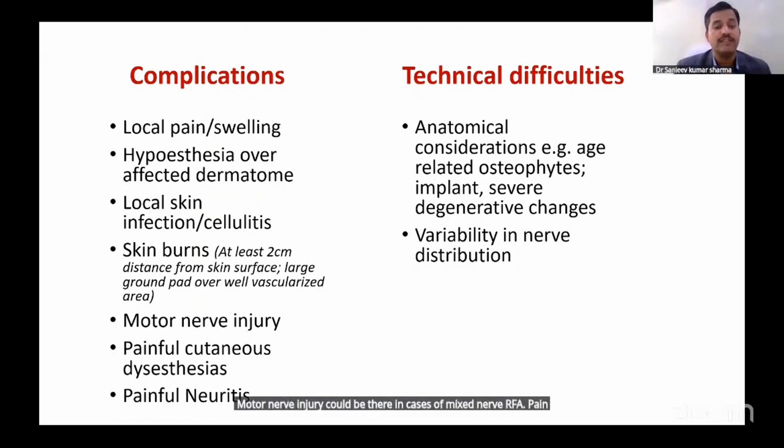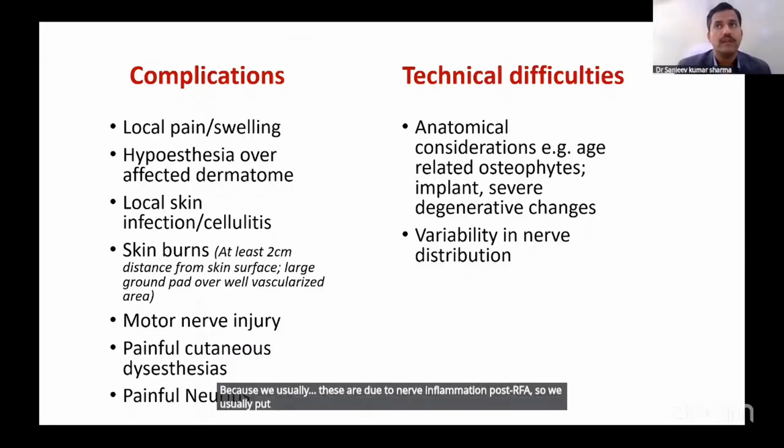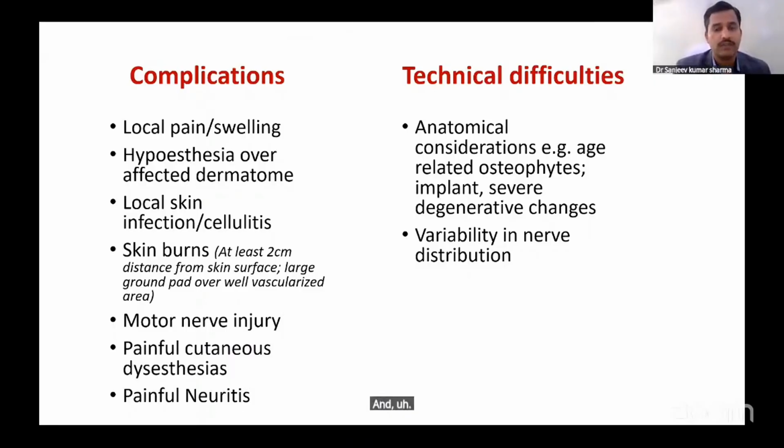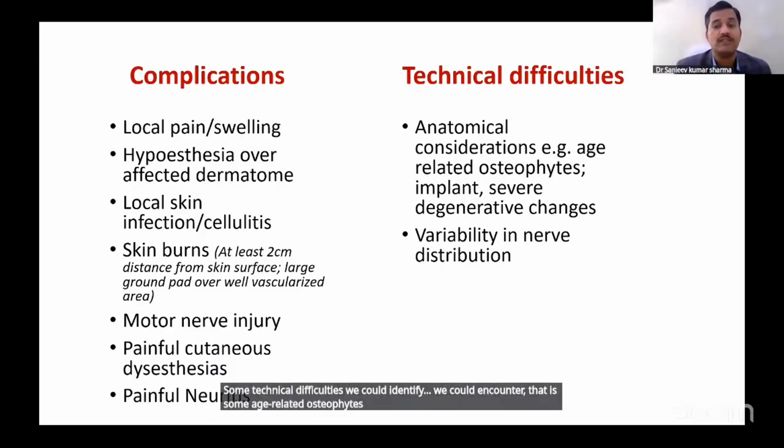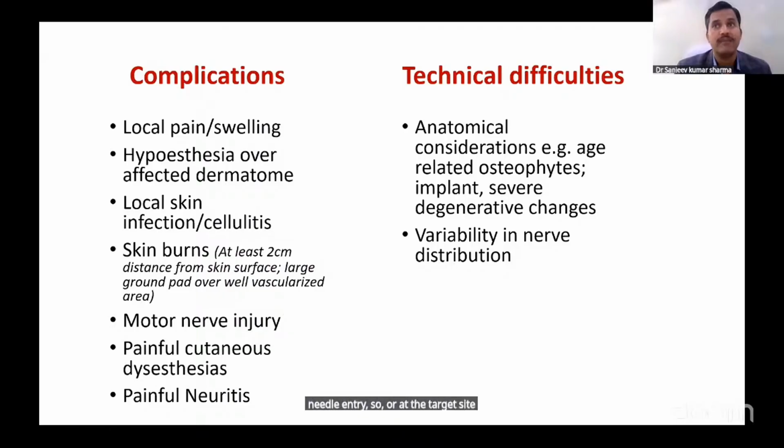Painful cutaneous dysesthesia and painful neuritis are seen less nowadays, because these are usually due to nerve inflammation post RFA. So we usually put some amount of steroids and local anesthetics after the procedure so that these don't occur. Some technical difficulties we could encounter: some age-related osteophytes, degenerative changes, or some implants could be there in the pathway of our needle entry or at the target site. So these can hamper the exact localization and doing the procedure in the proper way.